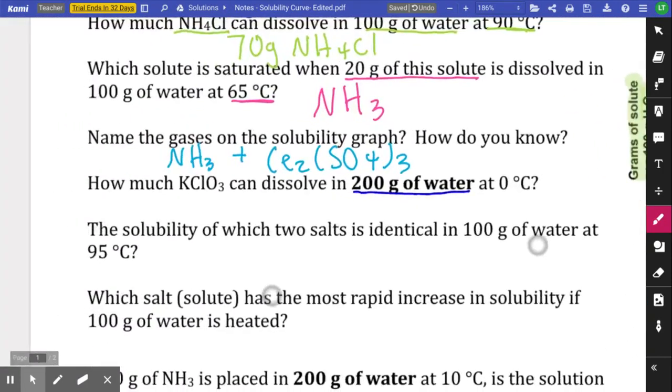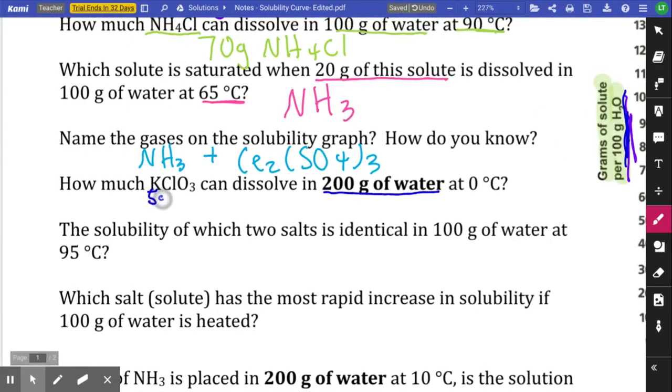You can do it a couple of different ways. If I can dissolve 5 grams in 100 grams, then how many can I dissolve in 200 grams? You can do a cross multiplication. Or for me, I just realized 200 is twice 100. So if I can dissolve 5 grams in 100, that means I can dissolve 10 grams of KClO3 in 200 grams of water, just because it's double. If I have double the amount of solvent, I should be able to dissolve double the amount of solute.